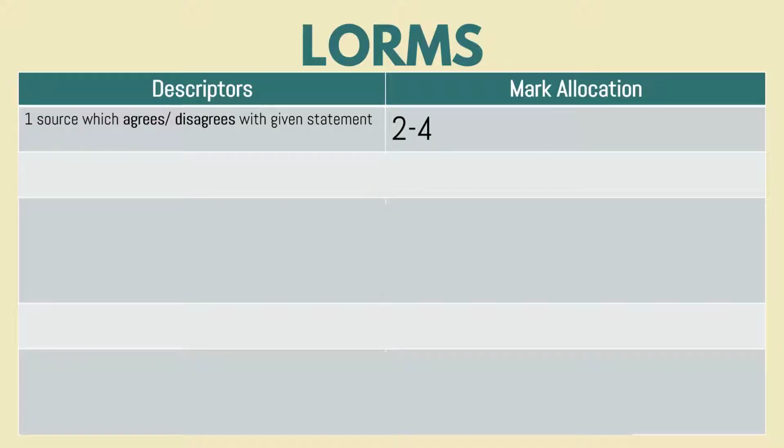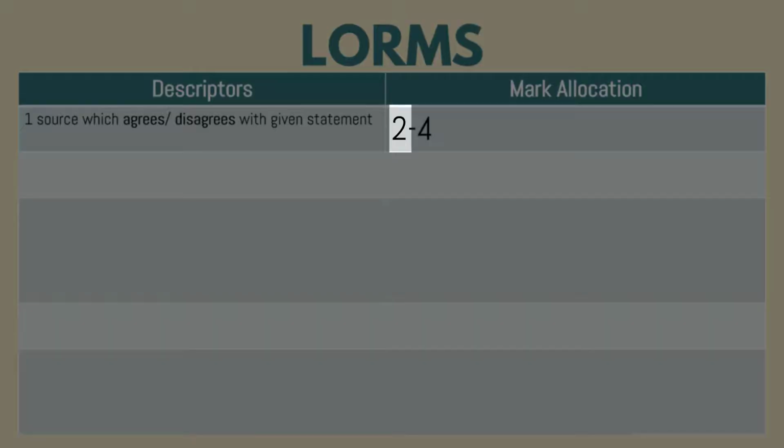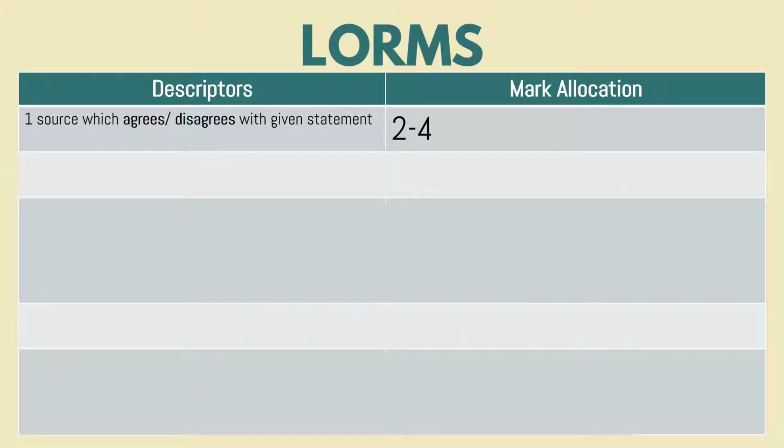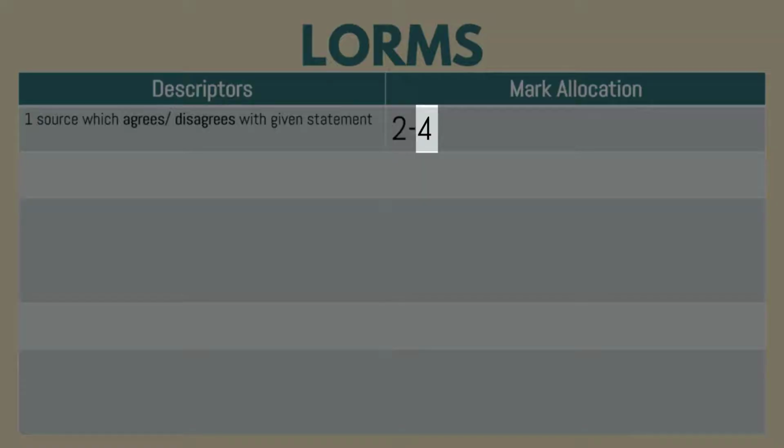In terms of marks that are allocated to certain answers, what we call LORMS, or levels of response marking schemes, one source which agrees or disagrees with the given statement gets 2 to 4 marks. Why is there a range? The range is for the examiner or your teacher to decide: this student has written this much. Is it a well-considered response, or is there something lacking? If something is lacking, I'll give you the lower of the band. And if it's complete or comprehensive, I will allocate the maximum mark, which is 4.